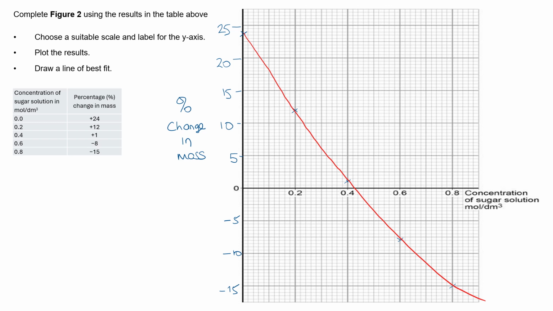If you are asked to plot the data, then it's important that you read the question carefully. It generally asks you to do at least 2 or 3 things. In this question, it asks you to choose a suitable scale and label for the y-axis, plot the results and draw a line of best fit.